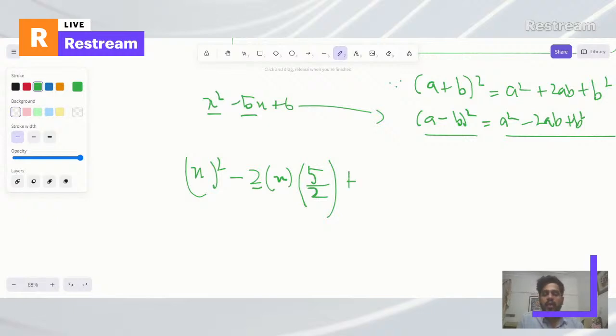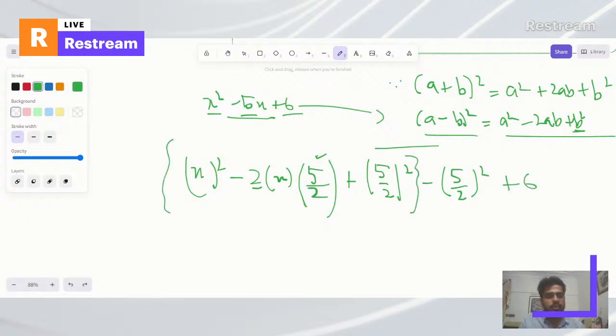But now I have this value of b. According to the formula, I need b square to close it up, so it's going to be 5 divided by 2 whole square. Now you see this is an addition to the already existing equation. Because I made this addition myself, I'm going to subtract it as well. So it's going to be 5 divided by 2 whole square. Now I'm going to continue the rest of the equation, which is plus 6. From here till here, this forms the exact formula that I wanted: a square minus 2ab plus b square. Now I can close it down.